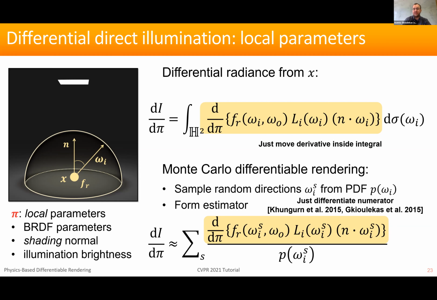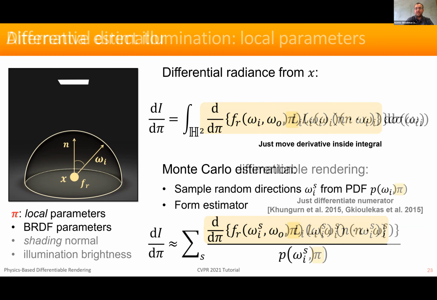This estimator is sometimes called the score estimator and has been around for a few years, for example, used by papers by Kungrun et al. and myself and colleagues in 2015 to solve different material inference problems. So for local parameters, differential direct illumination, simply move the derivative inside the integral. And correspondingly, in a Monte Carlo renderer, simply differentiate your numerator and divide by the PDF you use to sample directions for your estimator.